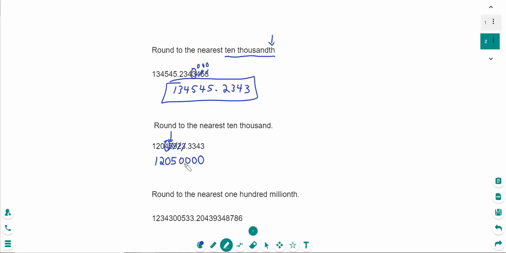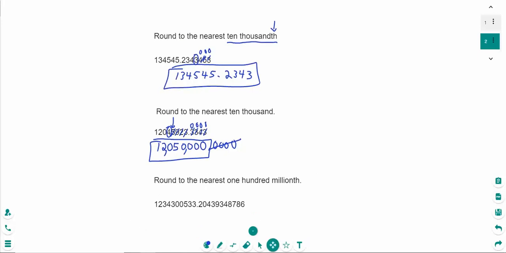But if I keep them, I have a number much bigger than that. I have 12,050,000. So obviously we can't just drop the zeros here. But we can drop these zeros because they're to the right of the decimal. So these would become zeros. And of course, if I were to write that out, it would be this. But you can see how these zeros have no meaning because they're to the right of the decimal and they're at the end. So those can just go away. And this is what we have for our rounded number. Okay? All right. Let's try this one.